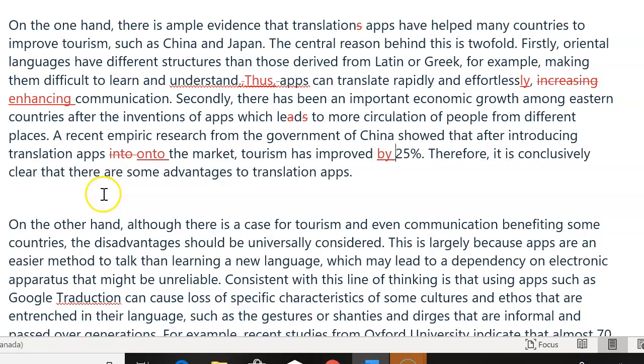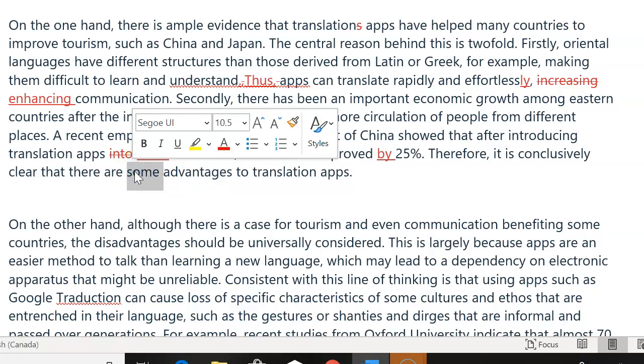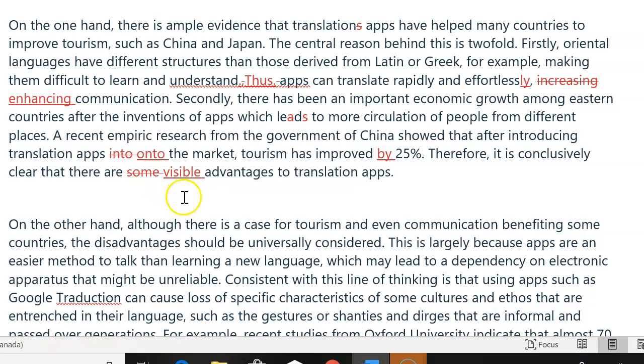Therefore, it is conclusively clear that there are some advantages to translation apps. Okay, I would say clear or obvious, right? Oh, you have clear, that there are visible advantages. Okay.